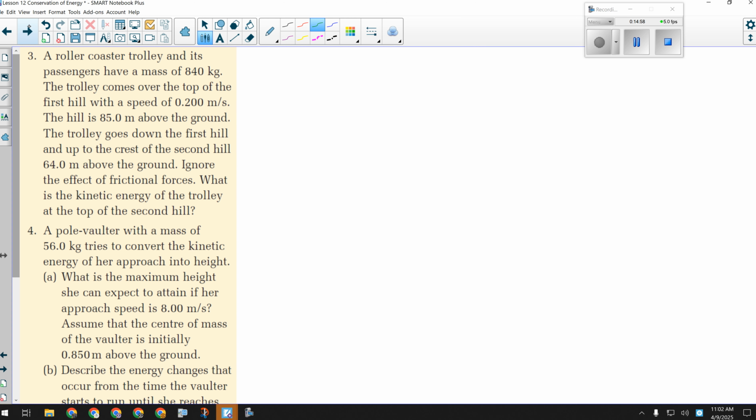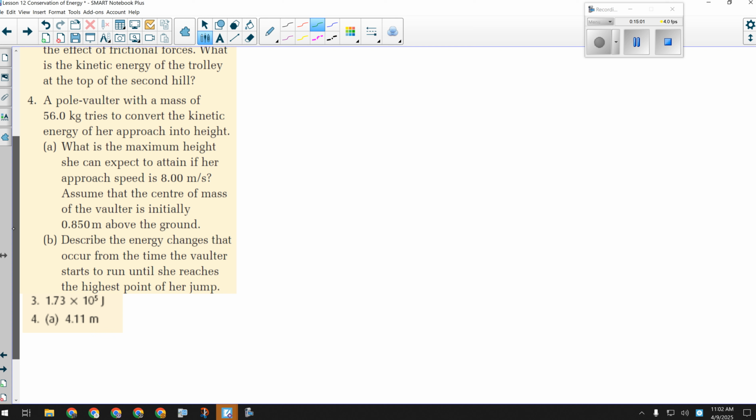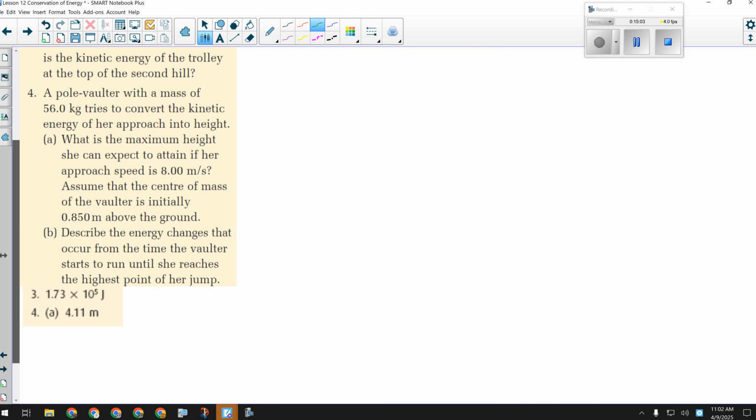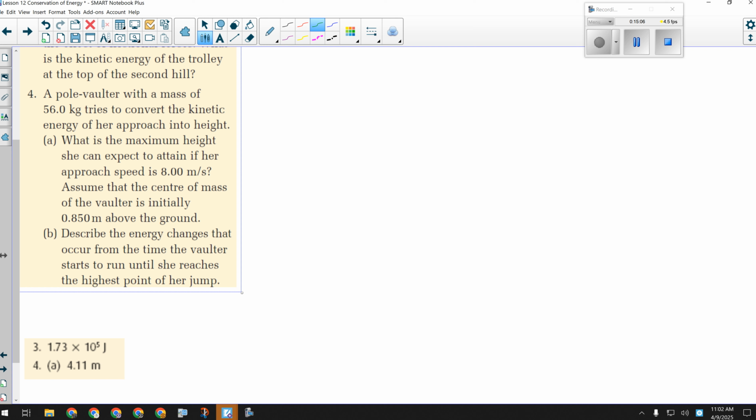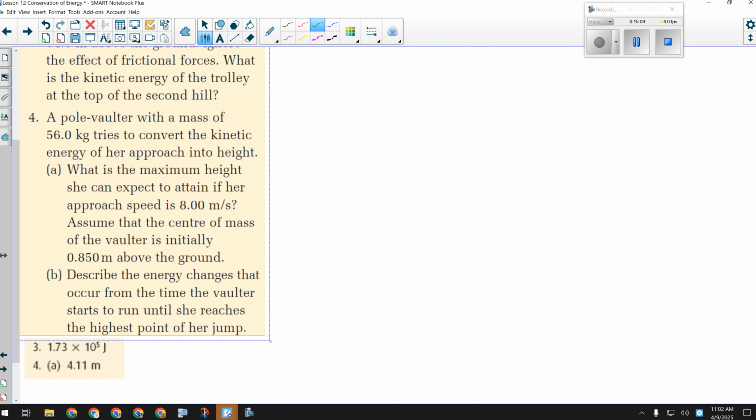Rather than do number 3, because it's very obviously a roller coaster question, I would like you to try the pole vaulter question, question number 4. We are making some simplifications to the situation of pole vault. A pole vaulter with a mass of 56 kilograms wants to convert the kinetic energy of her approach into height. What is the maximum height she can attain if her approach speed is 8 meters per second and her center of mass, which is what she has to get over the bar, is 0.850 meters above the ground?